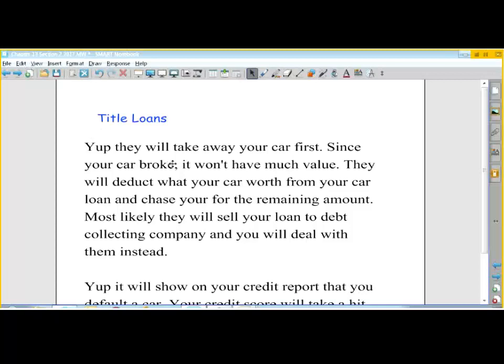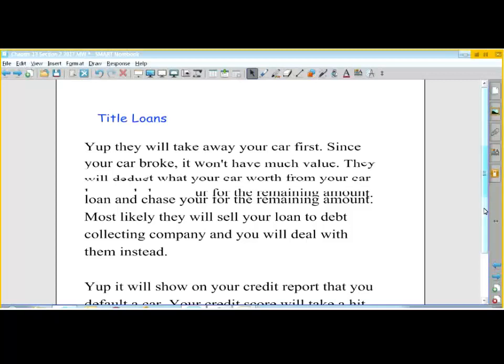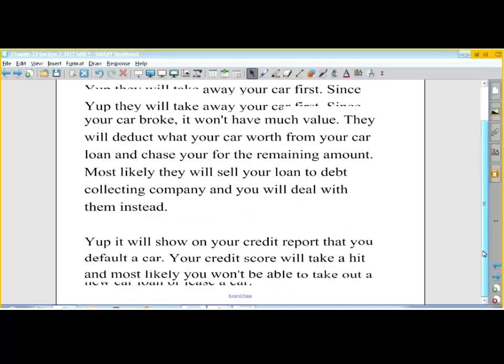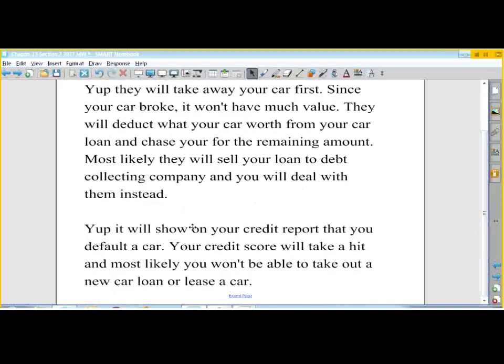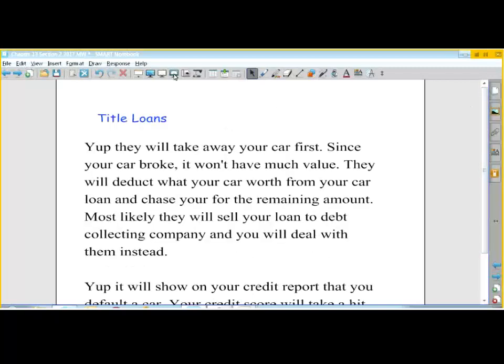So here's this guy's comment. Yep, they take away your car first. Since your car is broke, it won't have much value. They will deduct what your car is worth from your car loan and chase you for the remaining amount. Most likely, they'll sell your loan to a debt collecting company, and you'll deal with them instead. It'll show up in your credit report as a default. Your credit score will take a hit, and most likely you won't be able to take out a new car loan or lease a car.